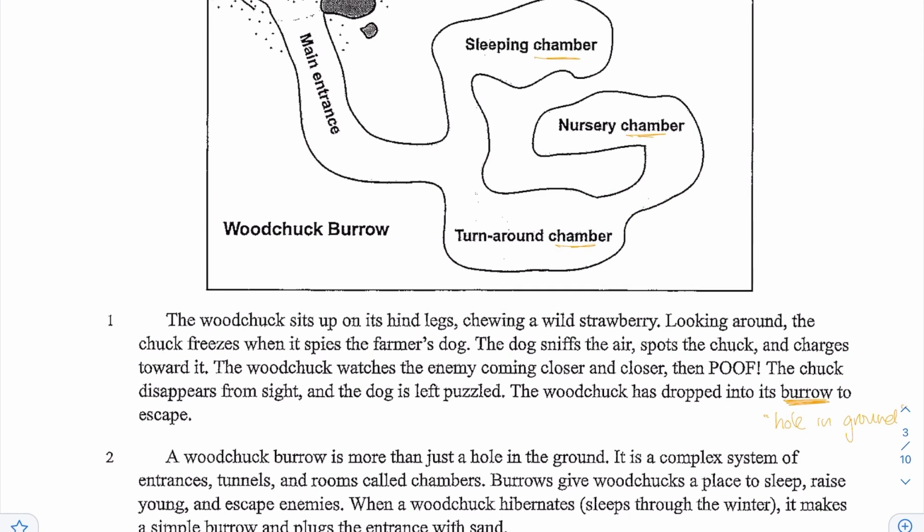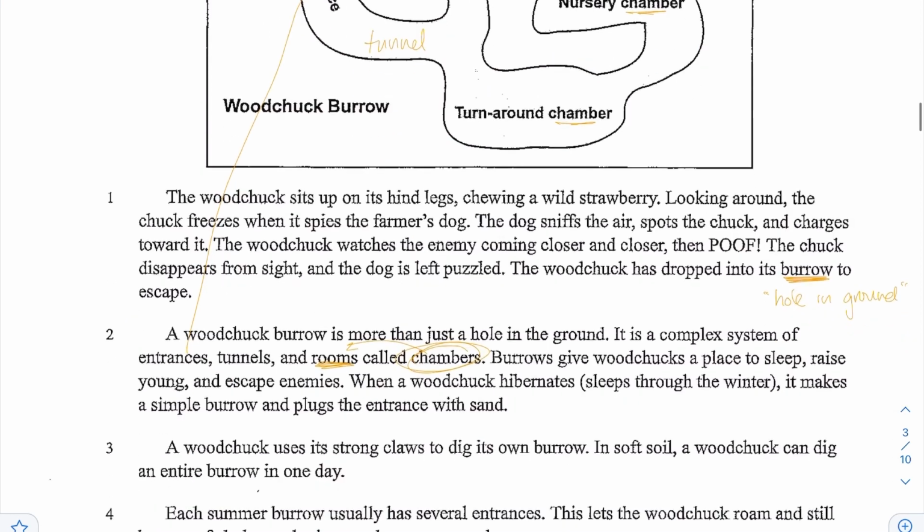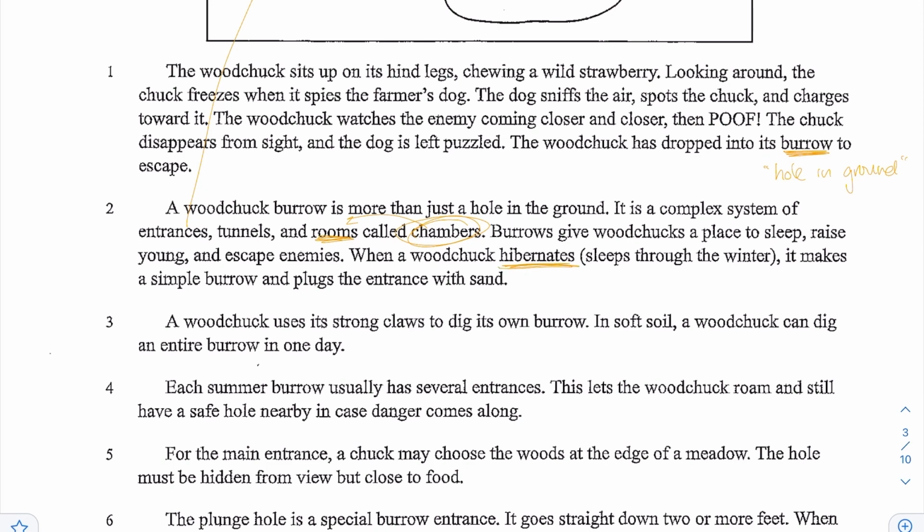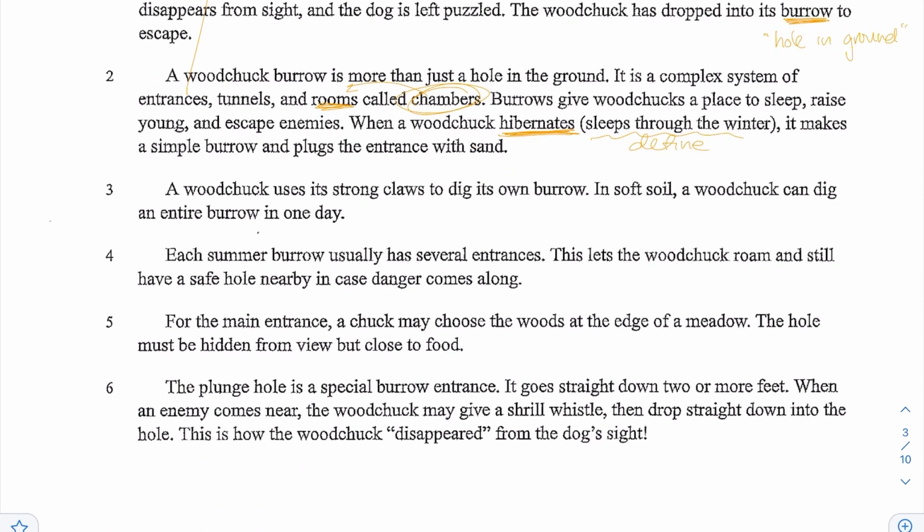So here you can see this system of entrances. Here, a tunnel, and then rooms called chambers. So chambers just means rooms, so you could use context clues for that. And here you have rooms for sleeping, raising the young, that's nursing, and then escaping enemies, this turnaround chamber. Also, here you have this keyword hibernate, which is defined here. So when animals hibernate, they are sleeping through the winter mostly. So let's continue this passage.